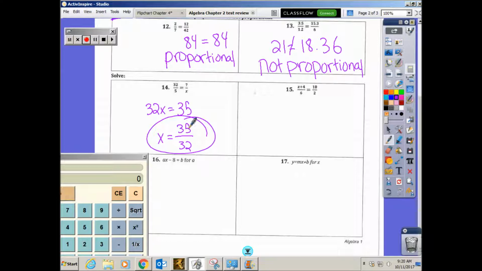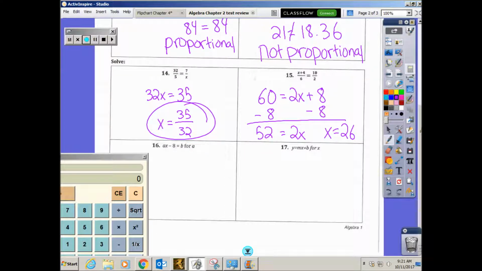For the next problem, 6 times 10 is 60. 2 times x is 2x. 2 times 4 is 8. I'm going to subtract 8 from both sides. 60 minus 8 is 52 equals 2x, and 52 divided by 2 is 26. So x equals 26.